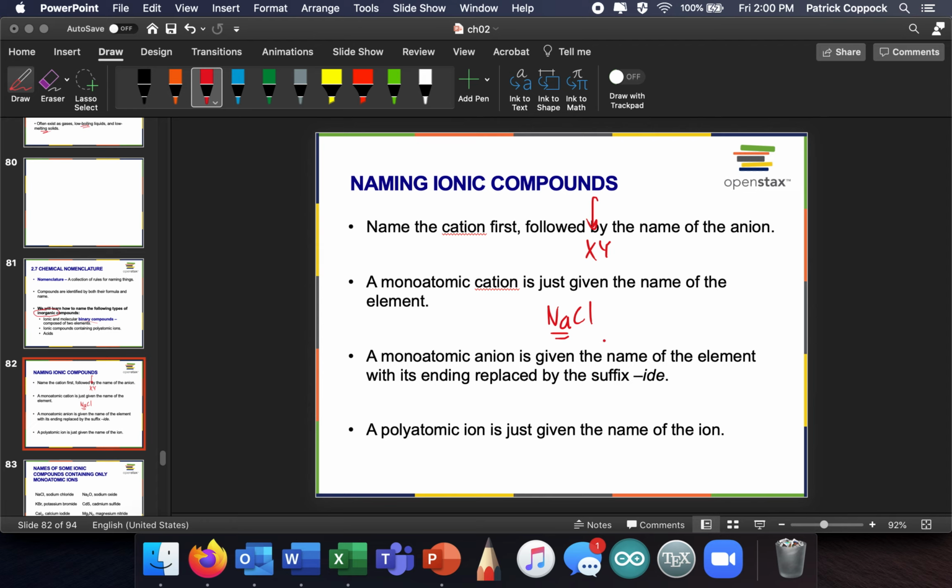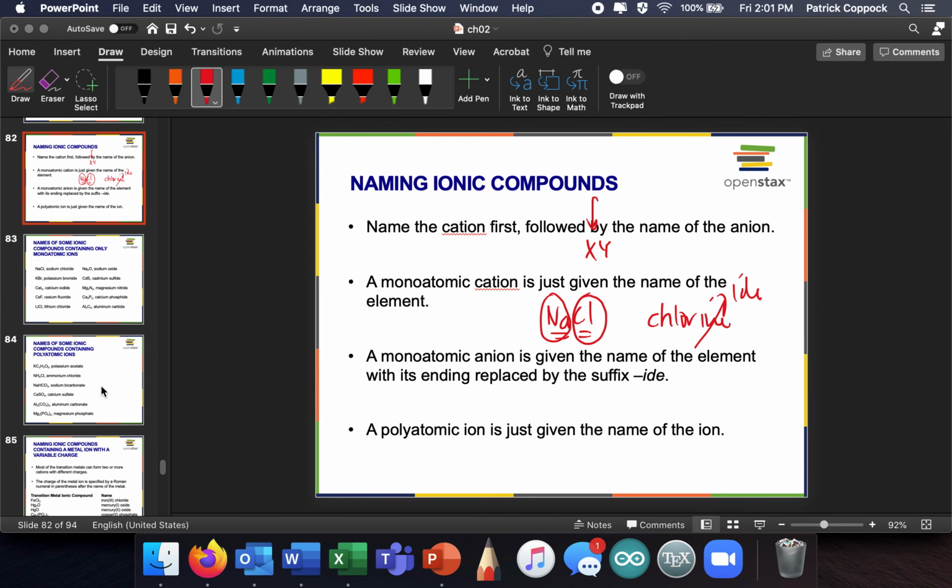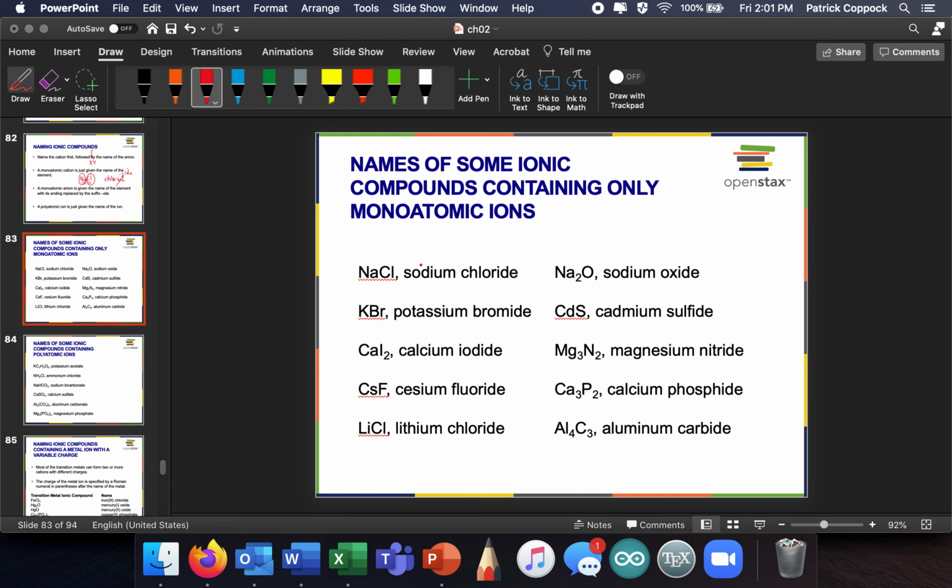The anion is named for the element, but we drop off the end. Watch this, chlorine, and we put IDE in its place, right? So you knew that this was sodium chloride because you've seen it before, but this is the reason why. Sodium doesn't change its name for the element, and chlorine gets changed to chloride, okay? So sodium chloride, potassium bromide, calcium iodide.